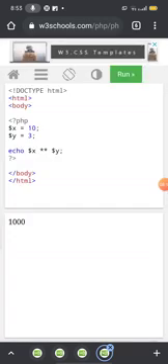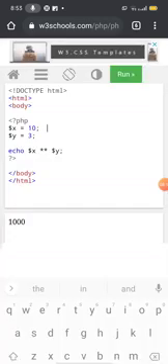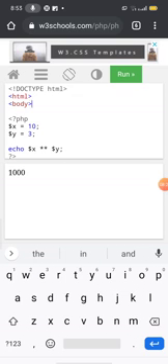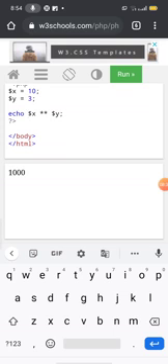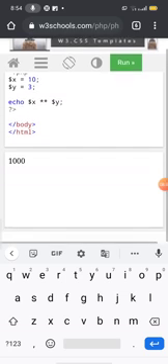Here is the example over here. HTML, then body, then the PHP tag opens over here. Then $x is 10, $y is 3, echo. Now, what's the statement over here? $x ** $y. That double star is called exponentiation. That means whatever the value of x is, it is going to be raised to the power of y. That means 10 to the power of 3, 10 into 10 into 10, which goes to 1000.